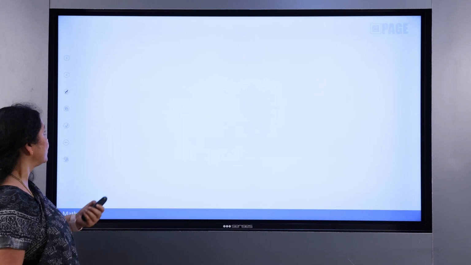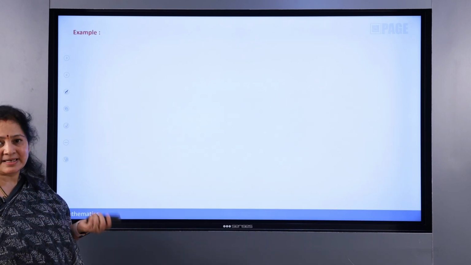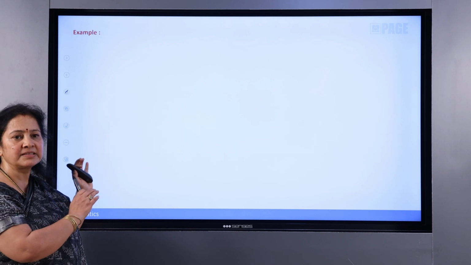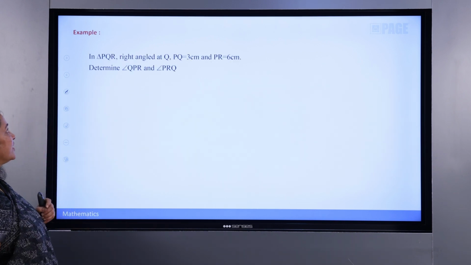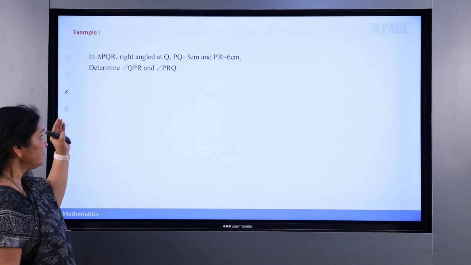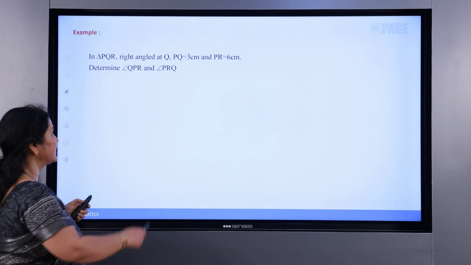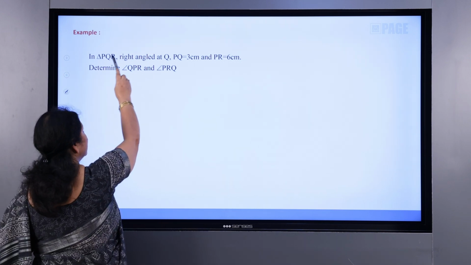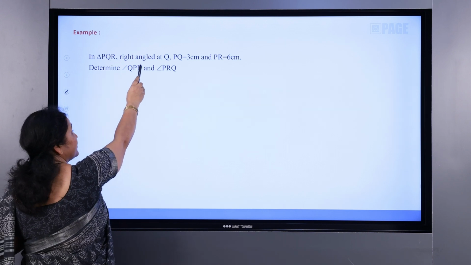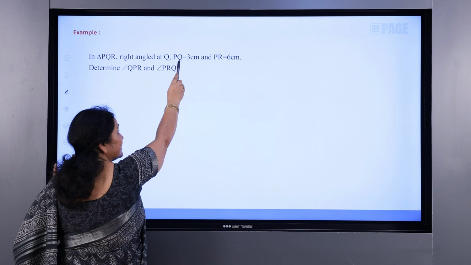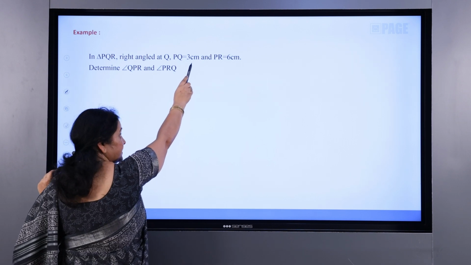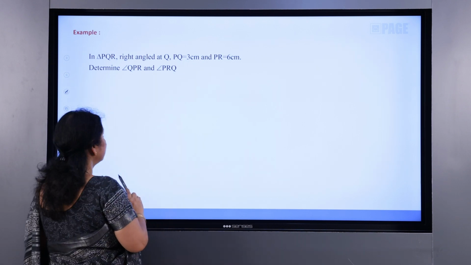Now let's look into some examples just to understand how to apply all these. Let's say we have a triangle PQR. In a triangle PQR, what is the condition? Just read the question: in a triangle PQR, right angled at Q. The right angle is at Q. The side PQ is given to be 3 centimeters, PR is given to be 6 centimeters.